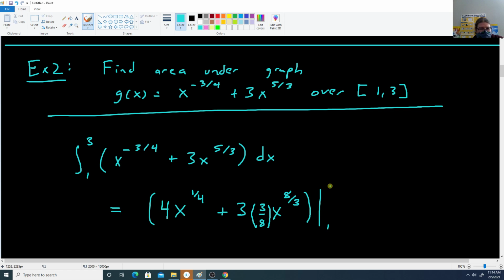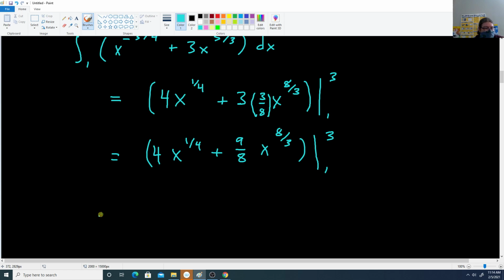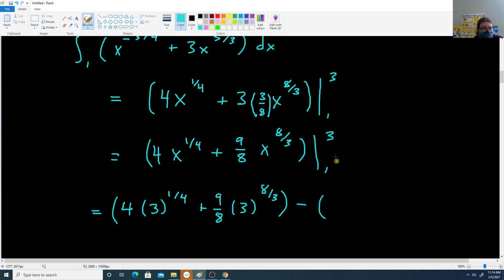And so we're going to evaluate that from 1 up to 3. I'm going to algebraically simplify this part out just a little bit, make it look slightly nicer. 3 times 3/8 is 9/8 x to the 8/3 evaluated from 1 up to 3. So then what we're going to do to evaluate this, we're going to say, all right, this is going to equal the upper limit 3 plugged in for the x's here, minus this expression with 1 plugged in for its lower limit.